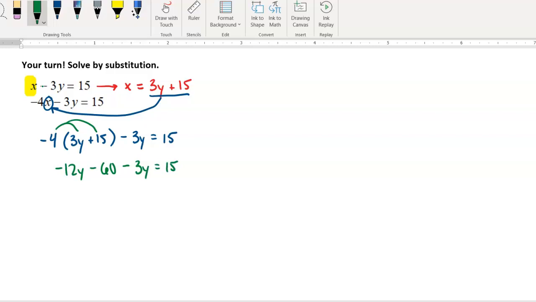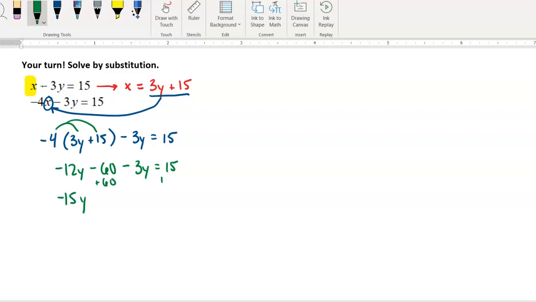Now I want to combine like terms. Now negative 12y and 3y, they're on the same side of the equation. So don't add 3y because, again, they're already on the same side of the equation, so we can combine those like terms. So negative 12y plus negative 3y, combining those would be negative 15y.